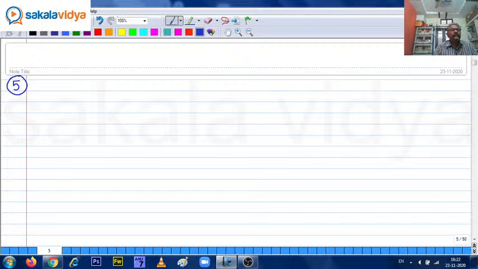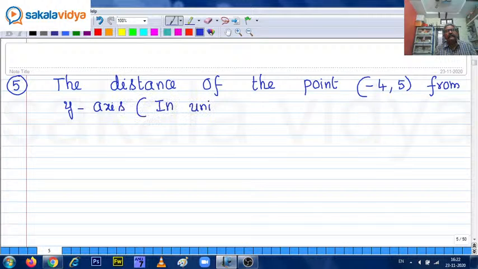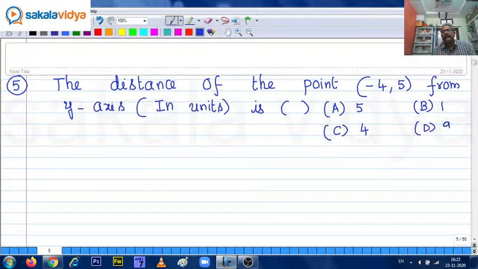So let us move toward the fifth problem. So fifth problem, let us write: the distance of the point -4, 5 from y-axis in units is option A 5, option B 1, option C 4, option D 9.